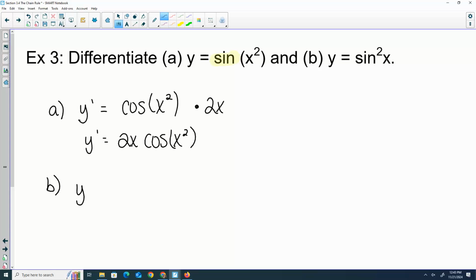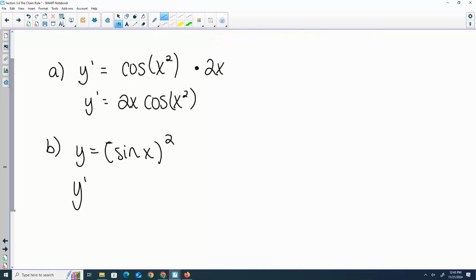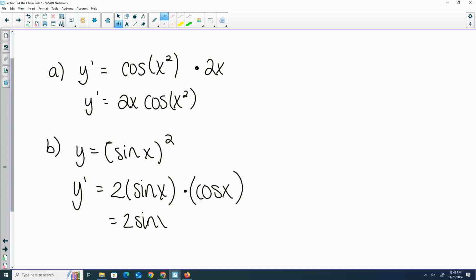B. What this means, when you see sine squared x, it's saying you have sine of x to the second power. If we have that, what's the outside? The second power. So we do the derivative of the outside. The exponent comes down, inside stays the same. Subtract 1 from the power, so now it's to the first, times derivative of the inside. Okay, or you could just write 2 sine x cosine x. Parentheses aren't needed.